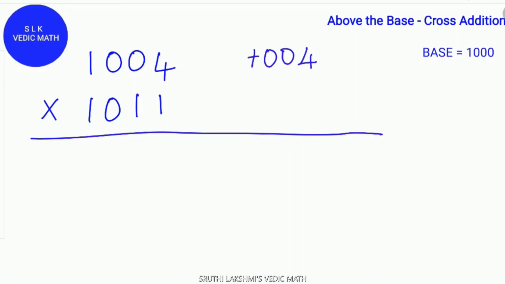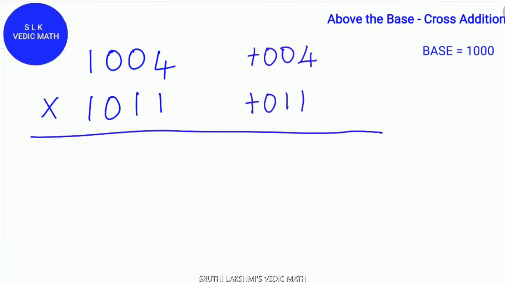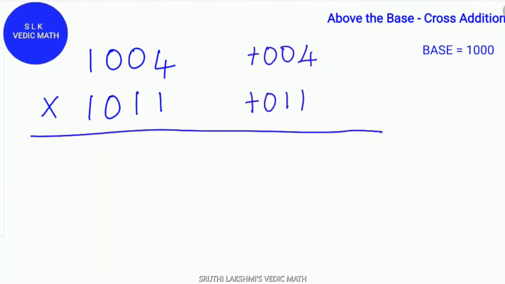Next, we find the difference between 1011 and the base 1000, which is 11. We write 11 as plus 011. We put a plus sign to show that 1011 is greater than the base 1000. We put a 0 in front of 11 because there are 3 zeros in the base 1000, so there are supposed to be 3 digits in the right-hand side. Next, we put a slash.